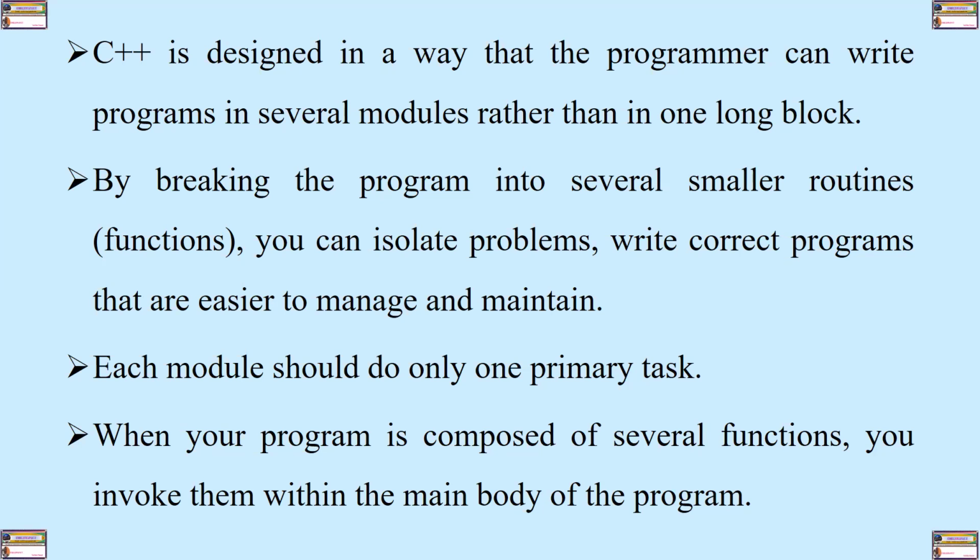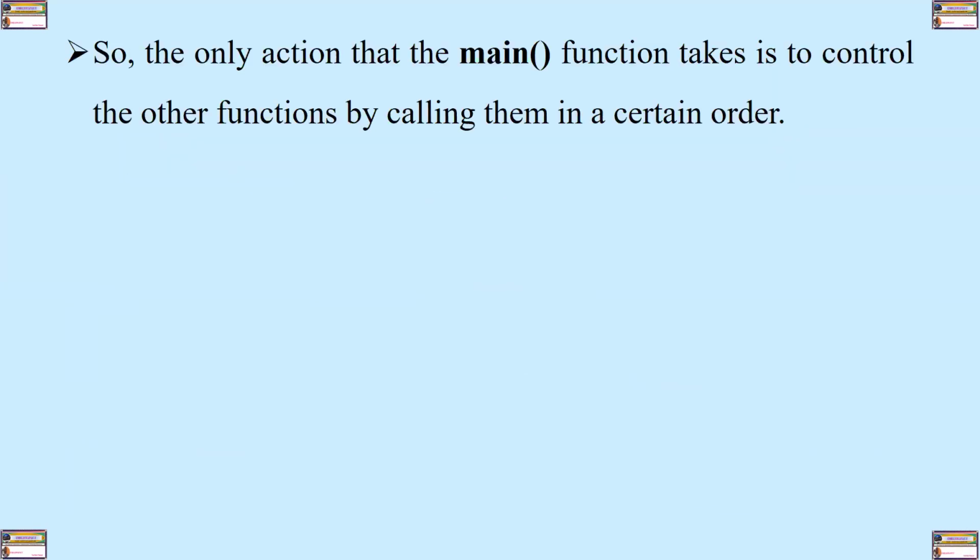So the main body is the one which contains the call statements that are supposed to invoke the execution of each of the functions. And then how you organize those statements for invoking functions is what determines how the program will flow and how the tasks will be executed. That is the order. And therefore, the only action that the main function takes is to control the other functions by calling them in a certain order.